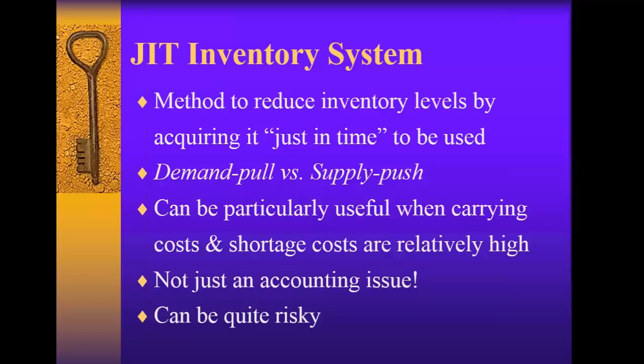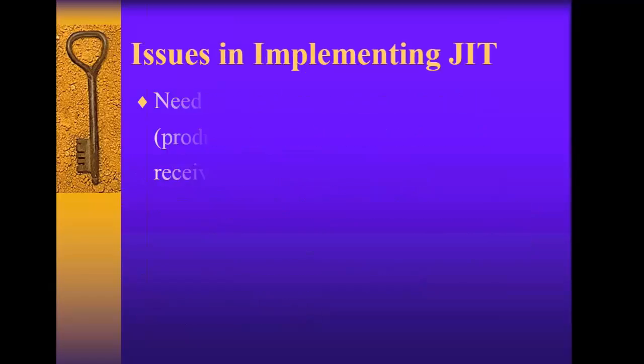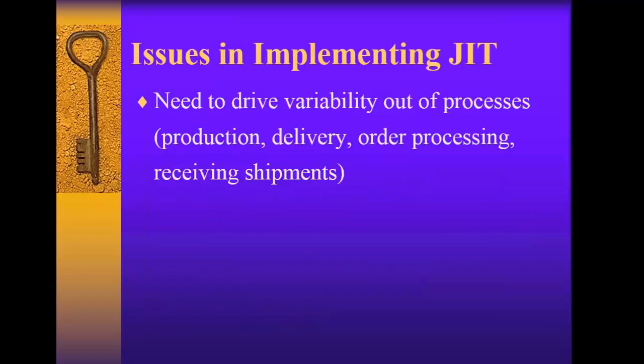So what many organizations ultimately come up with is some sort of modified just-in-time inventory, where they keep the inventory low with the expectation that the just-in-time mechanism works, but at the same time have sufficient inventory on tap in case something bad happens. When we're looking at just-in-time, we need to drive variability out of the process. That means we need a very structured production, delivery, order processing, and receiving of shipments.